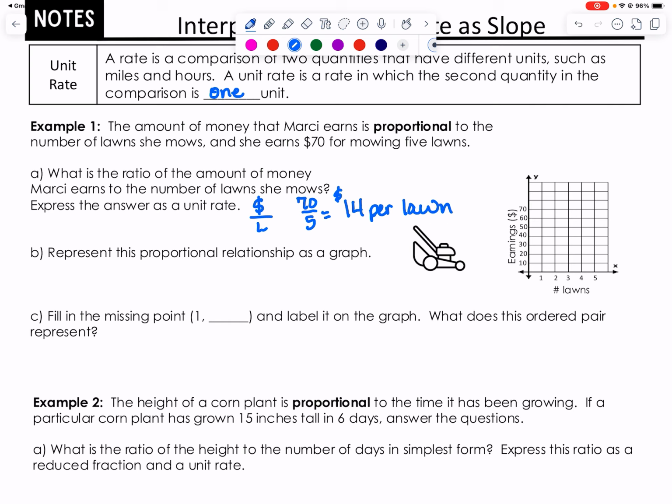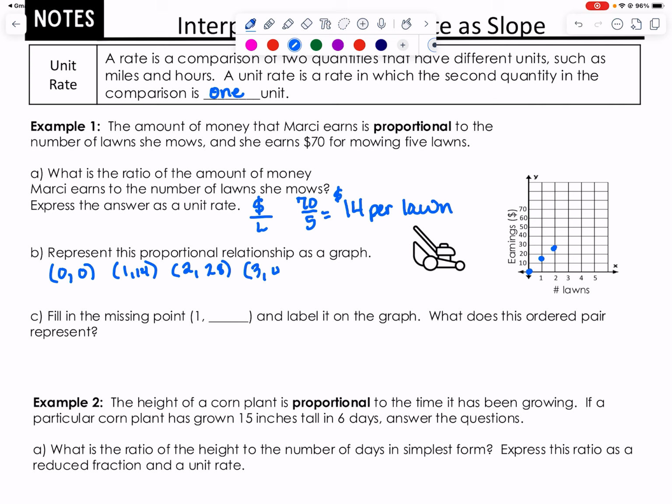$14 for 1 lawn. Now, to represent this proportional relationship as a graph, because it's proportional, we're going to have a point at 0, 0. So we'll plot that on our graph. We'll have a point at 1, 14, because for 1 lawn, she earns $14. We know she would have a point at 2, 28, because she earns $28 for 2 lawns.